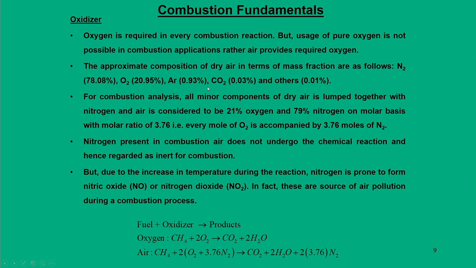Now, the major constituents of air are nitrogen and oxygen. So, for combustion study, an effective way is, instead of taking all these components, the other components like argon and CO2, which are very minor, are merged with nitrogen. So, for combustion analysis, we say air consists of nitrogen and oxygen, with 21% oxygen and 79% nitrogen on a molar basis, with a molar ratio of 3.76, which means 1 mole of oxygen from air is always accompanied by 3.76 moles of nitrogen.